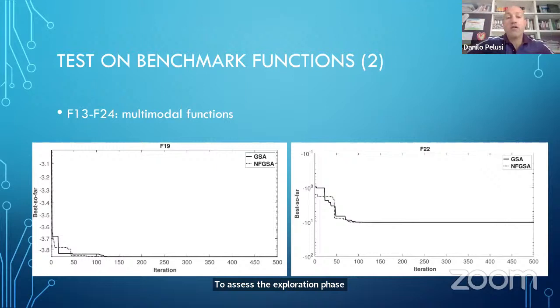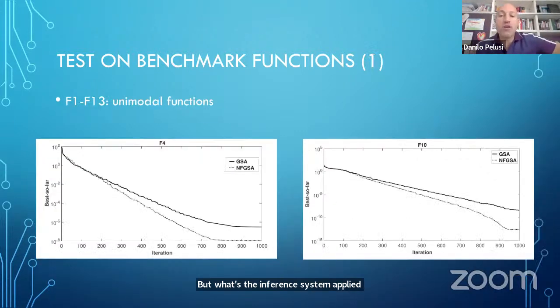In both cases, there is a comparison between GSA, the gravitational search algorithm, and our gravitational search algorithm with the fuzzy inference system applied. And we can note that there are improvements in finding the minimum value of the benchmark function. In both cases, we find the minimum value first, compared with the comparison algorithm as well.